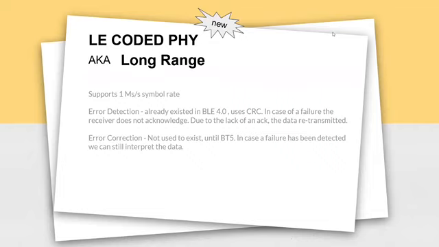But I'll just explain that in case of a failure, the receiver does not acknowledge, and due to the lack of the acknowledgement, the data will be retransmitted, which takes, of course, time, battery life, more power, etc. The error correction did not exist until Bluetooth 5. In case a failure has been detected, we can still interpret the data.